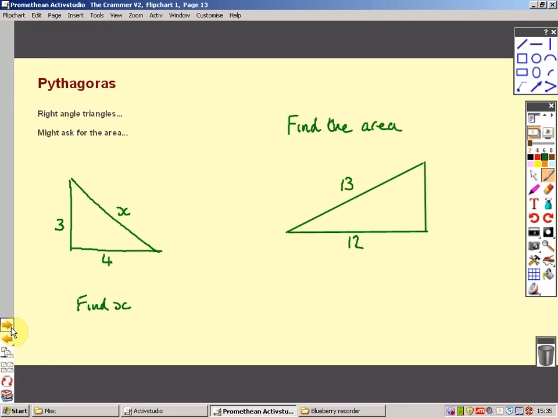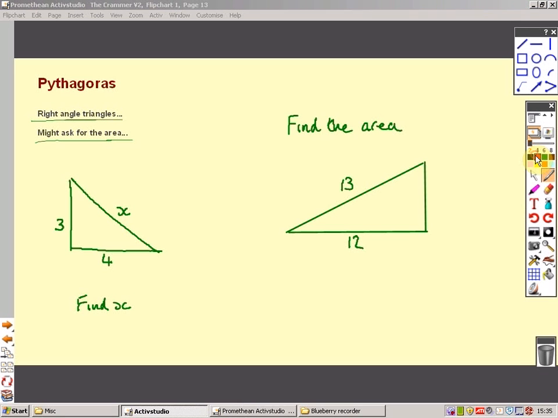Okay, Pythagoras. This is a big pointer. It's on the exam every year. You can only use it in right angle triangles, and just be careful because you might get asked for the area rather than just a straightforward length of one side. Okay, we'll look at this question here first of all. Very simple one. It's just asking you to find x.